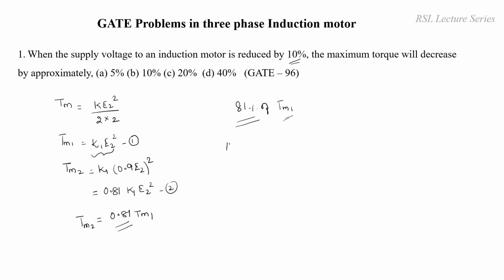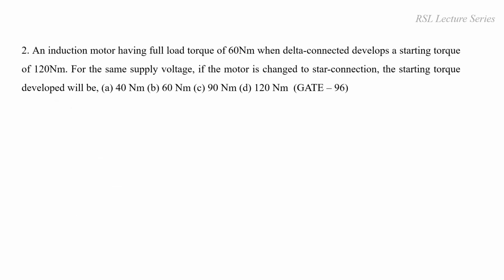If we subtract 81 from 100, the remaining will be 19%. But in the options we have 20, so this will be approximately equal to 20%. So the answer is C. Next we'll solve the second problem.